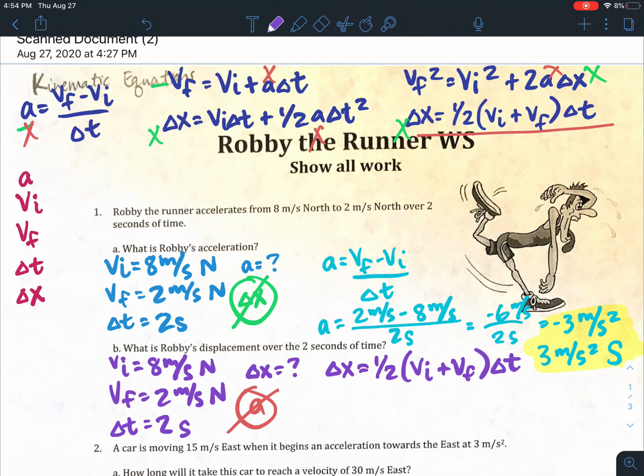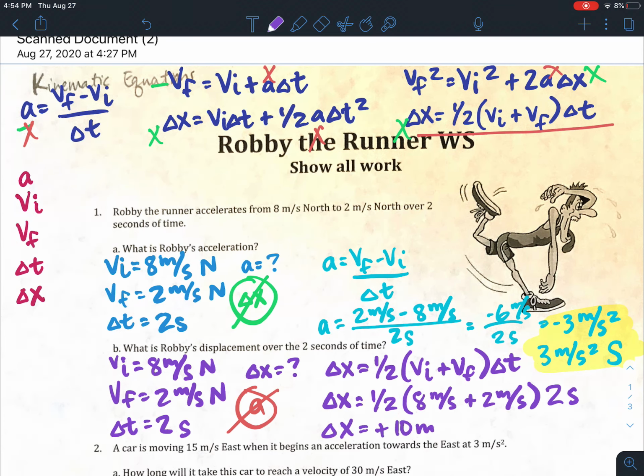I would, by the way, strongly recommend that you write down the equation in variable form before you plug in your numbers. That's a good way to check and make sure that you're putting the right numbers in the right spot. We need to start practicing that now. So I'm filling in my equation from my list of givens. And then I'm going to add 8 plus 2 first. So 1/2 times 10 times 2 gives me a positive 10 meters. Or I can write that as 10 meters north, since we've been treating north as a positive direction.